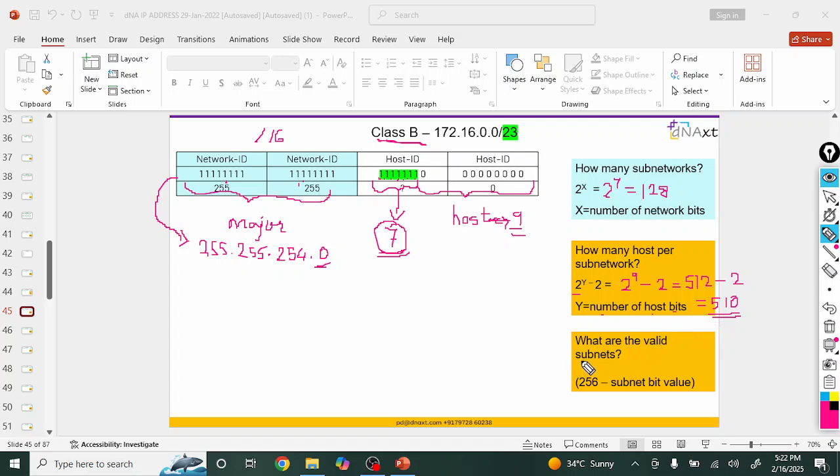What will be the increment? Increment is calculated by the formula 256 minus the subnet mask value, which is 254 over here. So the increment will be 2.